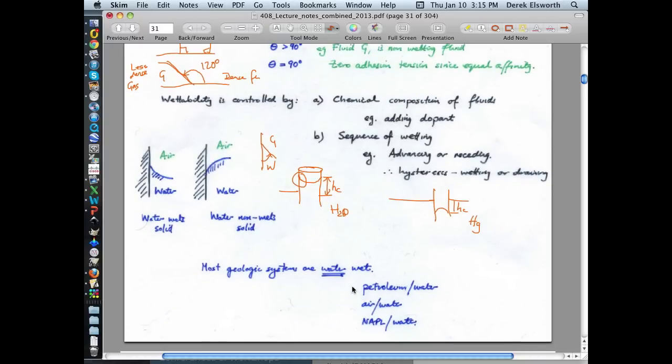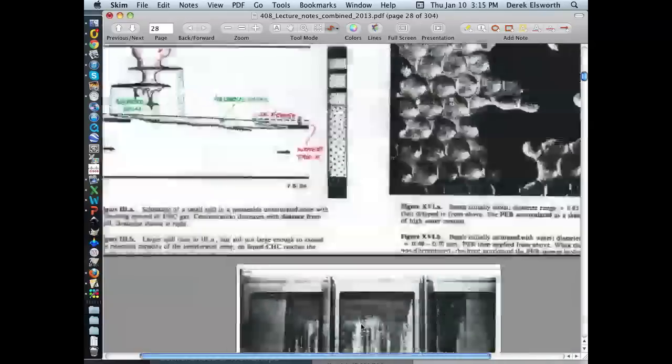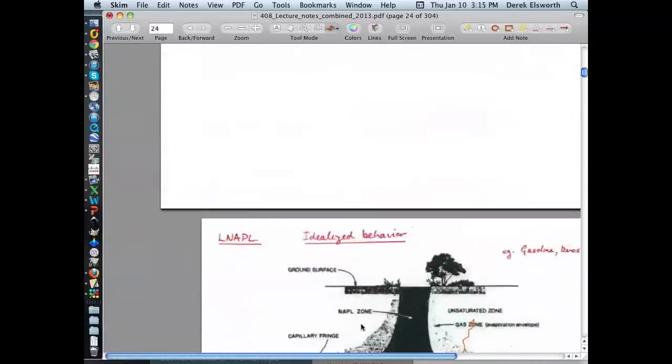So this is just making that note here at the bottom. There are different cases. Usually water is a wetting fluid in petroleum reservoirs. Usually water is independent of whether the other fluid is petroleum, a liquid, or air. And in most of the cases we will deal with water as the wetting fluid for these other non-aqueous phase liquids as well. Okay?